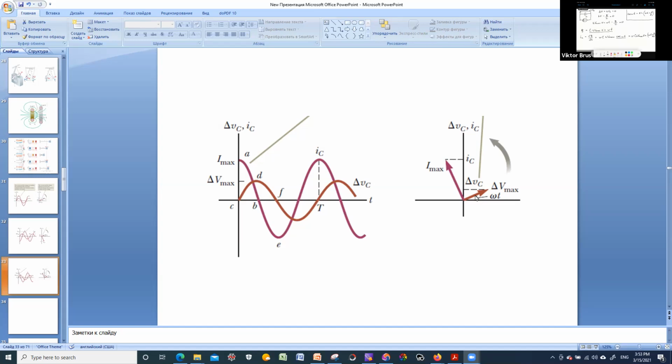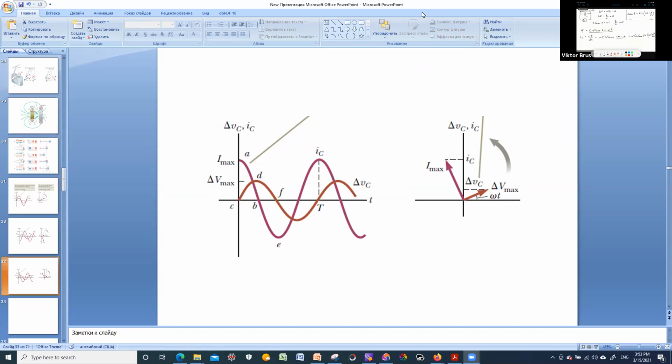For a capacitor, current is leading voltage. So these are fundamental differences between the responses of different elements of alternating current circuits: resistor, inductor, and capacitor.